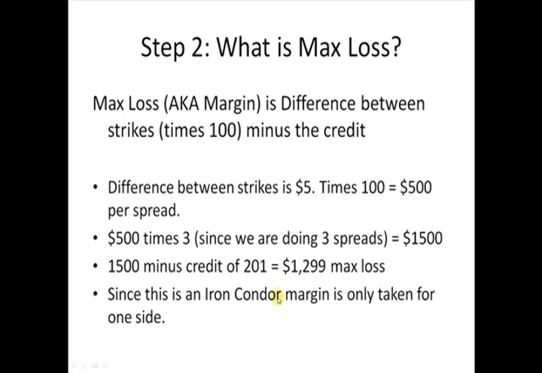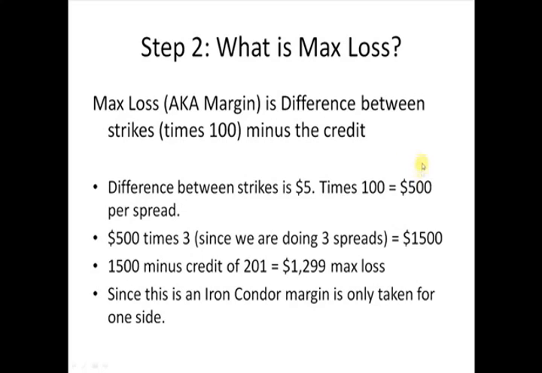All right. Step 2. What is the max loss? So now that we have the credit, we have to find out what is the maximum we can lose. And the formula for that is the max loss is the difference between the strikes times 100 minus the credit. So let's do an example of that. Now in this scenario, the difference between the strikes is $5 because he did say the 200 and 205 strikes. So there's $5 difference between the strikes in the calls and the puts.